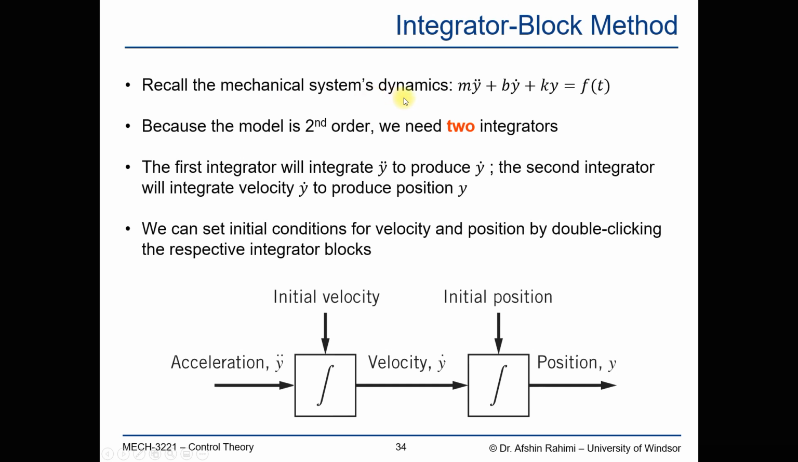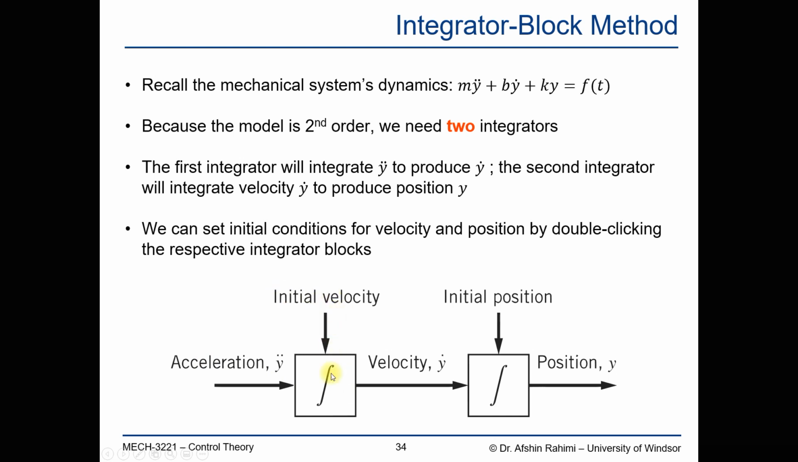Recall the mechanical systems dynamic. We looked at the system model m y double dot plus b y dot plus k y equals f. Because the model is of second order, we have the second differential equation. We need two integrators. The first integrator will integrate y double dot and produce y dot. And the second integrator will integrate velocity y dot and will produce position y.